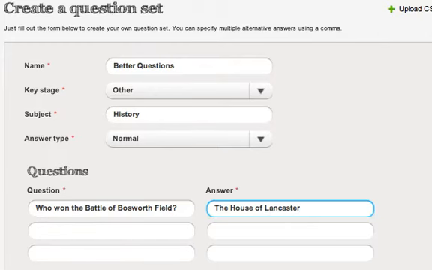How about this? This time we need even more alternative answers. How about Lancaster? Lancastrians? Henry Tudor? And perhaps even Henry VII. Now we can be sure that a student who gets it right really will get it right.